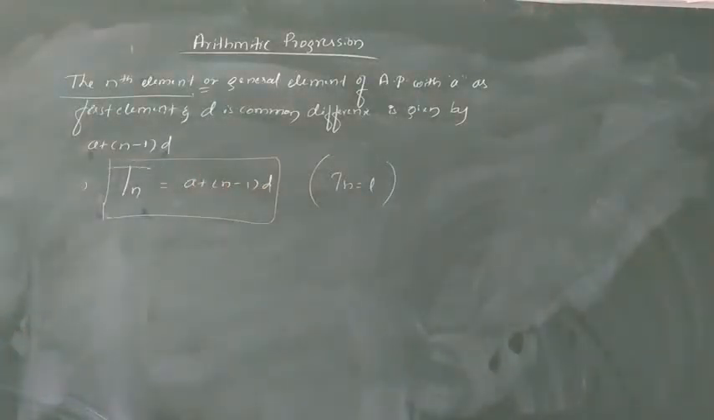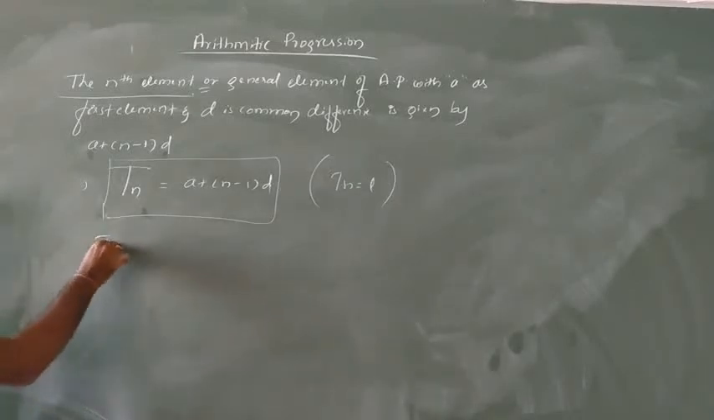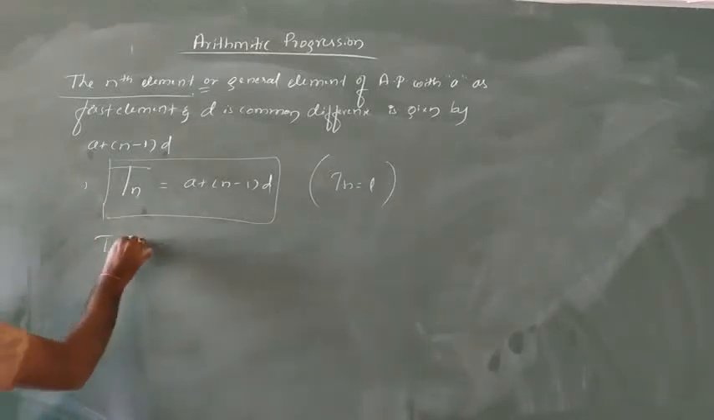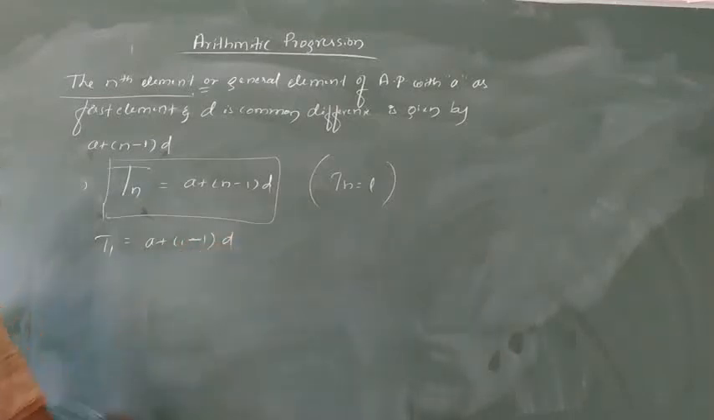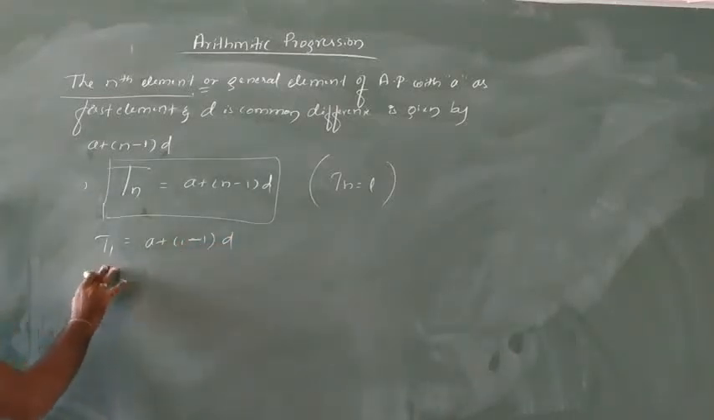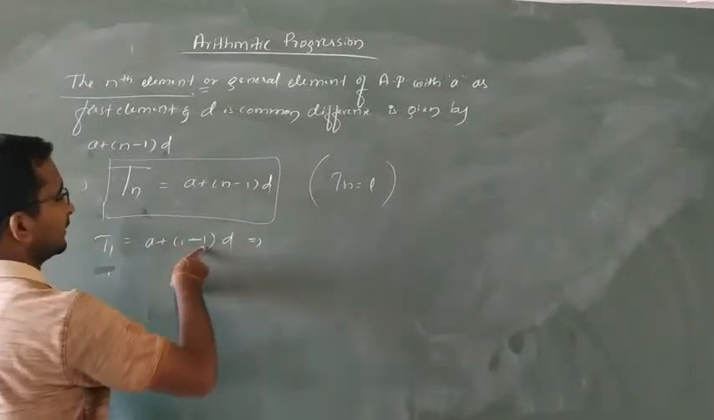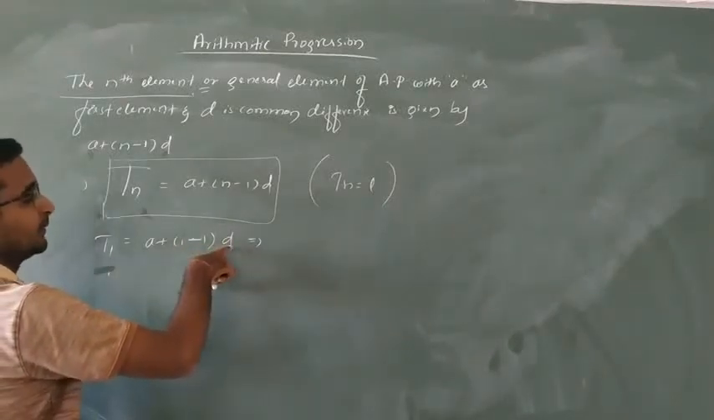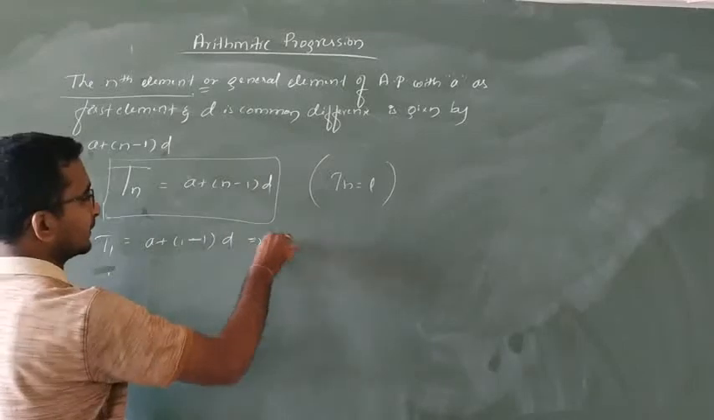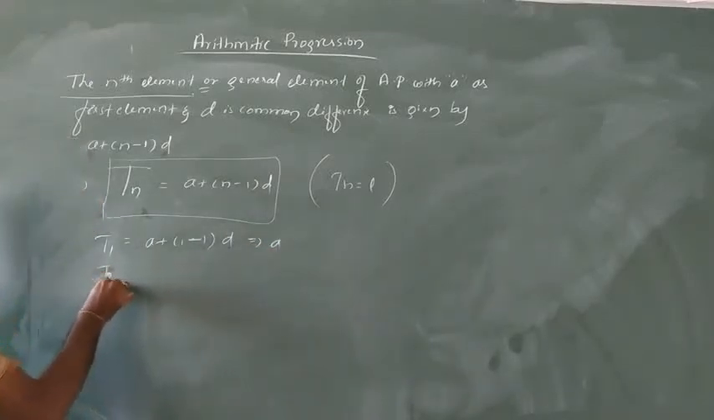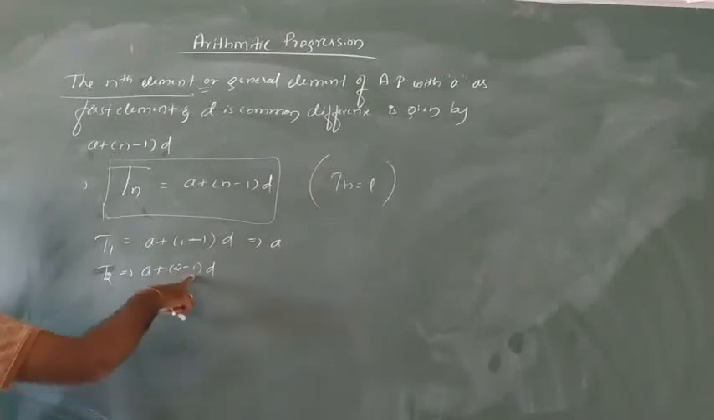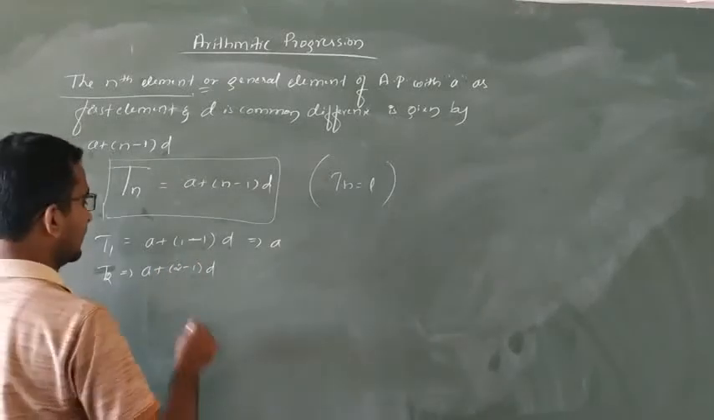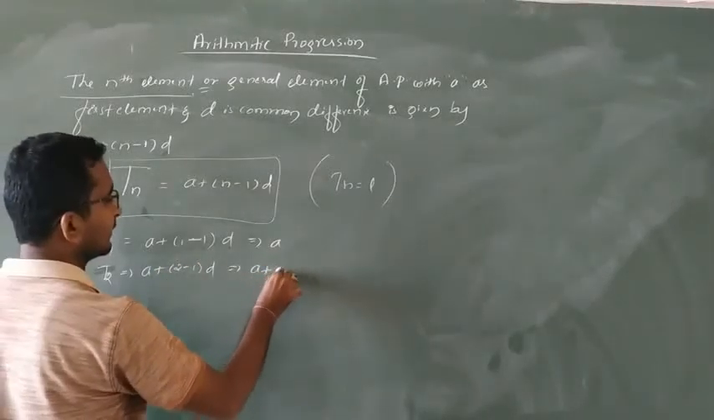Here the first element of an AP, that is T1, is A plus (1 minus 1) into D. In place of n, substitute 1. 1 minus 1 is 0, 0 into D is 0, and 0 plus A is A. The second element of an AP is A plus (2 minus 1) into D. 2 minus 1 is 1, 1 into D is D, so we get A plus D.